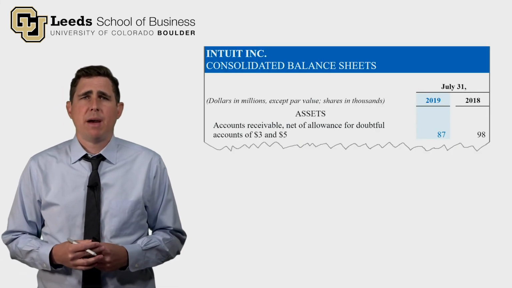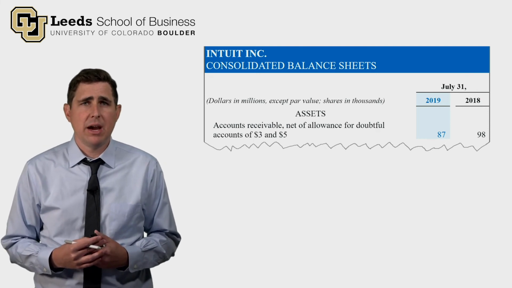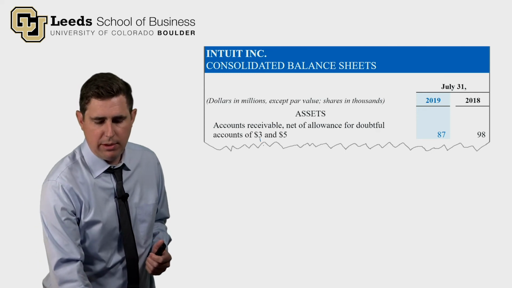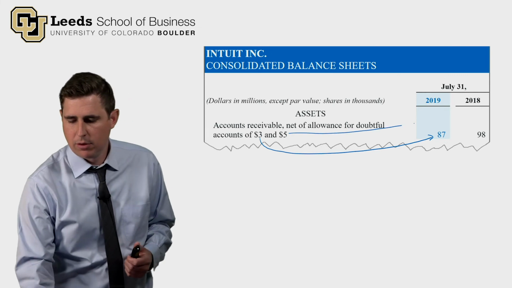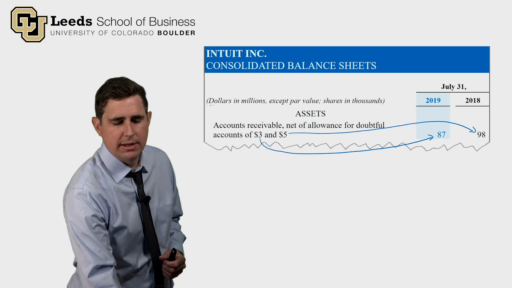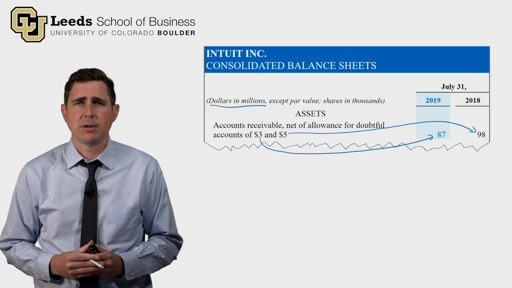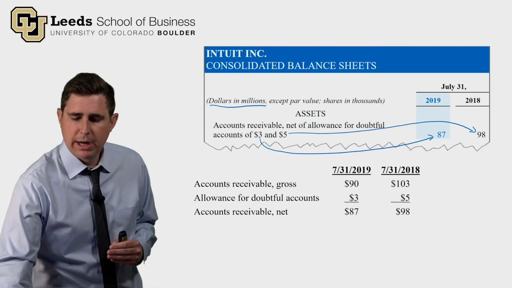Here's what Intuit's balance sheet looks like. They have an accounts receivable balance net of the allowance for doubtful accounts of 3 and 5. So remember, the 3 relates to the first column, and the 5 relates to the second column. And this balance sheet is in millions. So how can we interpret this balance sheet? And here it is. And let's just worry about this 2019 column.